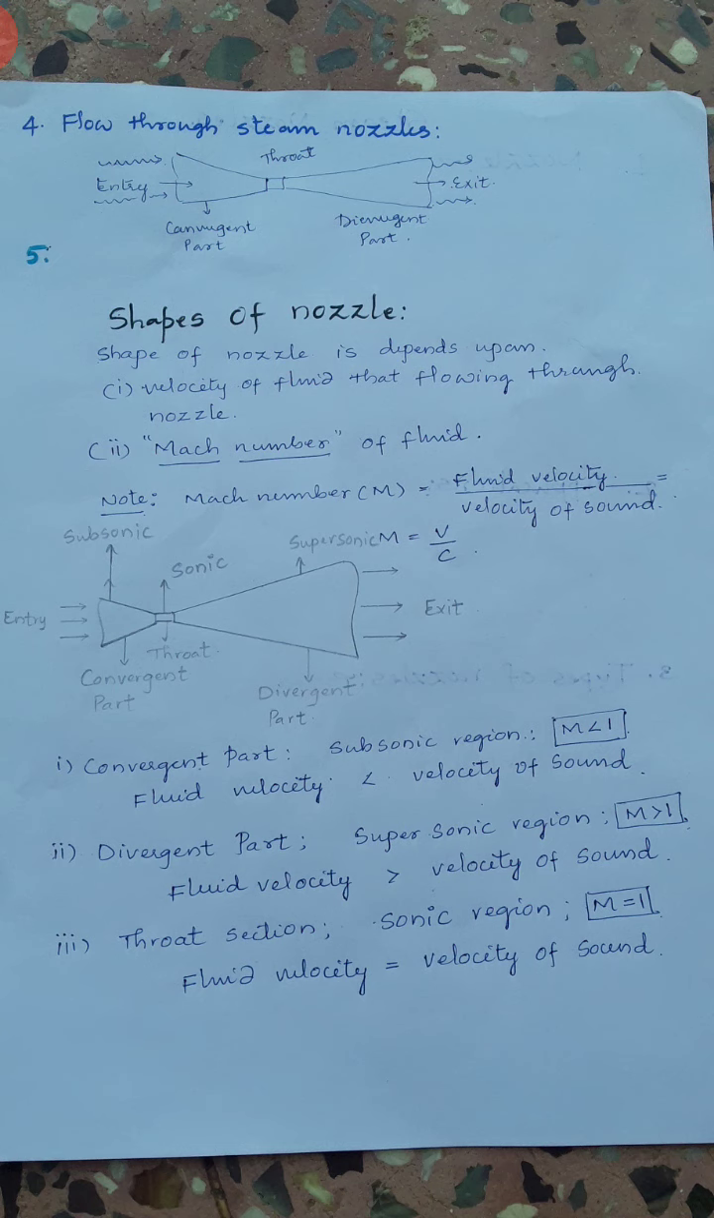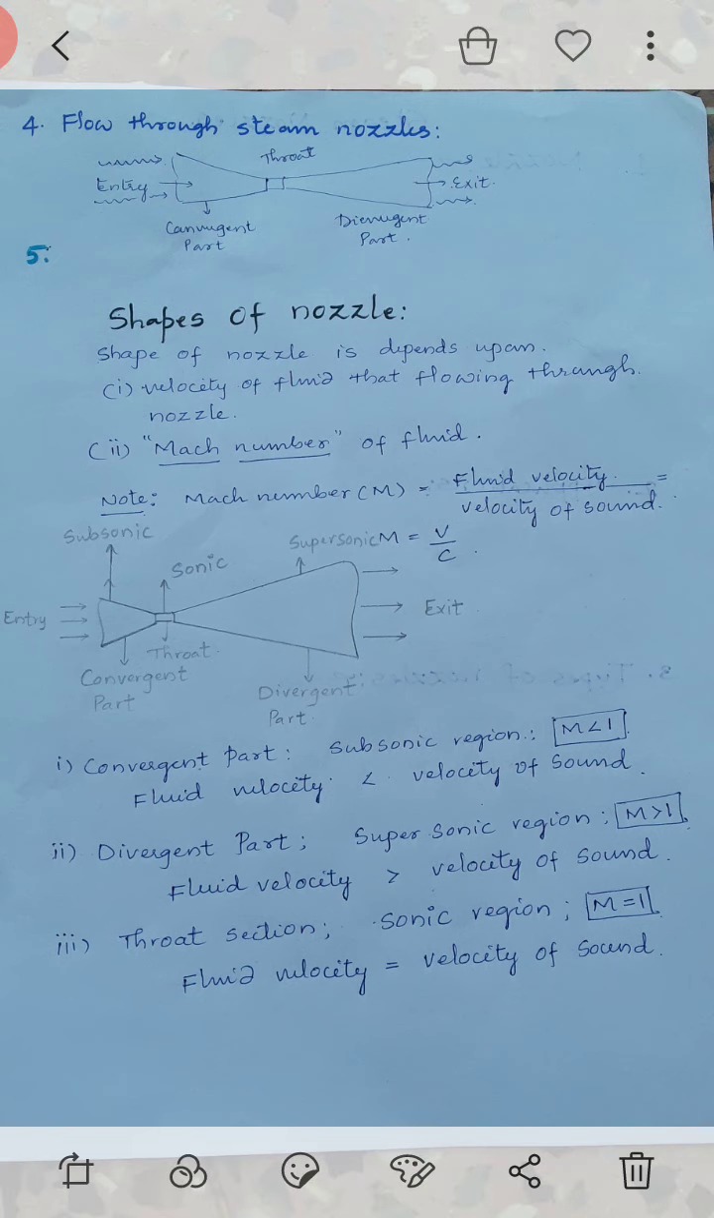And the third one is supersaturated flow. This type of flow occurs in the divergent portion of the convergent divergent nozzle. When steam passes through the nozzle, the velocity increases, and further expansion in the divergent portion takes place very rapidly. Due to rapid expansion, the steam does not have time to condense. It remains in an unnatural, dry or superheated state. So this is about flow through steam nozzles.